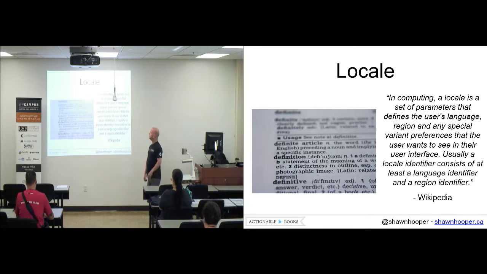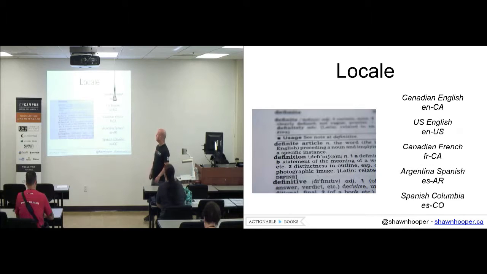Whereas locales, in computing, are a set of parameters that define a user's language, region, and any special variant preferences the user wants to see in their user interface. It's a combination of a language identifier and a regional identifier. So here's some examples of locales. Even though we might be speaking about English, Canadian English and US English are two different things.